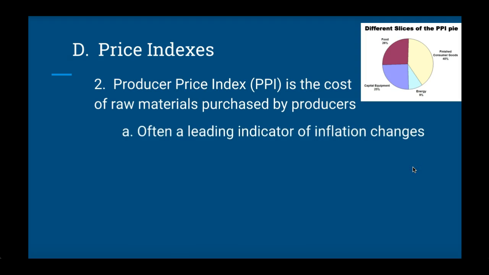A lot of people point out that the PPI is actually a leading indicator of inflation changes, and this makes sense if you think about it, because the PPI is talking about the raw materials. If the Producer Price Index is increasing, that means the price of all the raw materials is going up. It's kind of an indicator that the CPI is going to go up, because the price that the producer is going to be charging their customer is going to increase. So that makes sense as well.